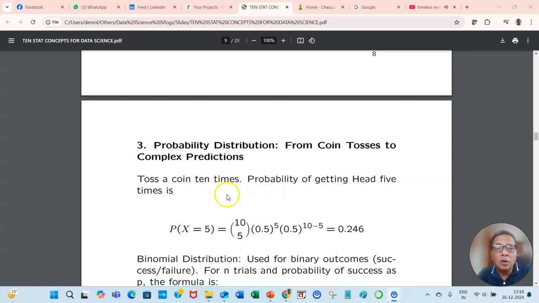Suppose we toss a coin 10 times. What is the probability of getting 5 heads? After some calculation, if the probability of head equals the probability of tail equals 0.5, that is, the coin is unbiased, then the probability is 10C5 times 0.5 to the power 5 times 0.5 to the power 10 minus 5, which is 0.246. So when you toss a coin 10 times, the probability of getting 5 heads is 0.25.